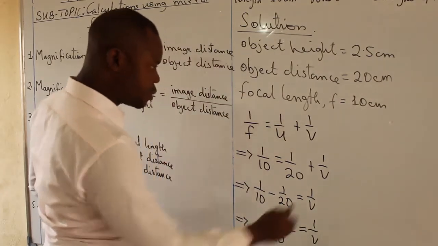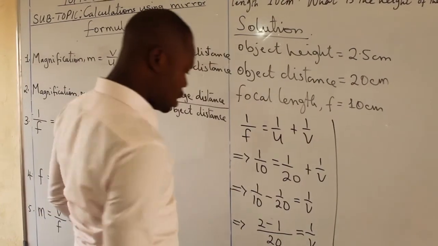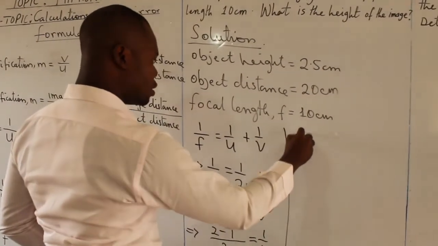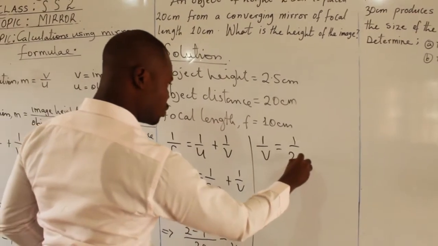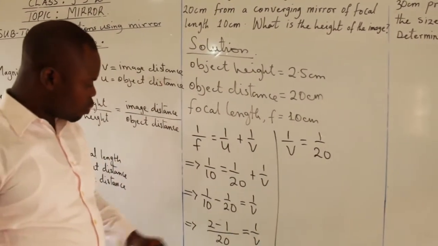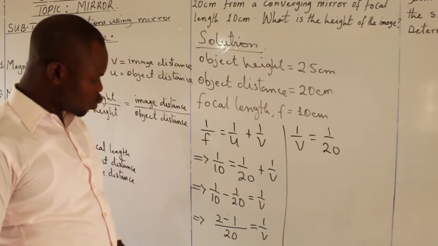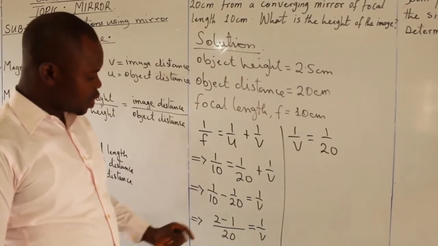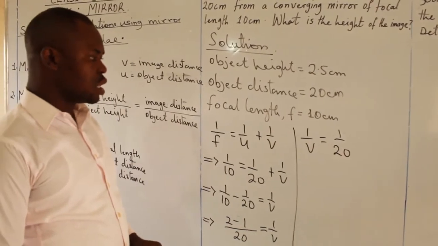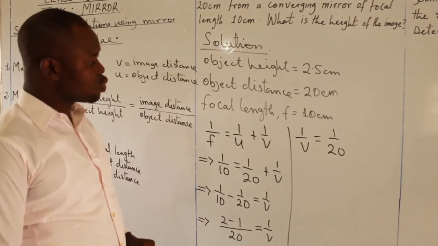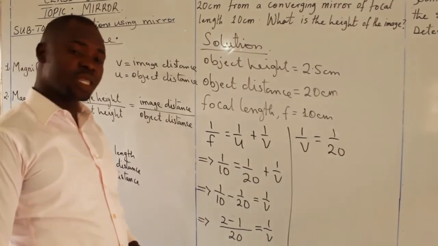So from here, 1 over V equals 1 over 20. 2 minus 1 equals 1 over 20, equals 1 over V. So 1 over V equals 1 over 20. If 1 over V is equal to 1 over 20, then what is V?